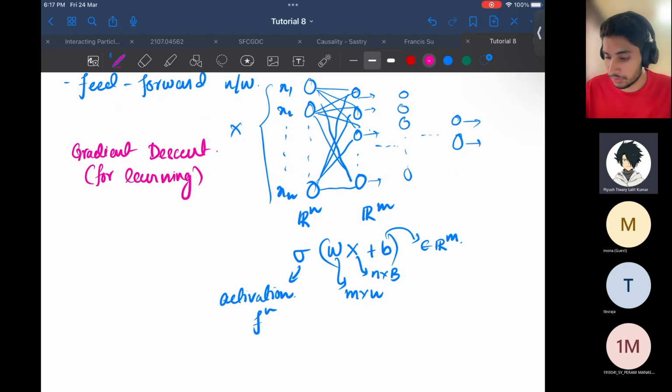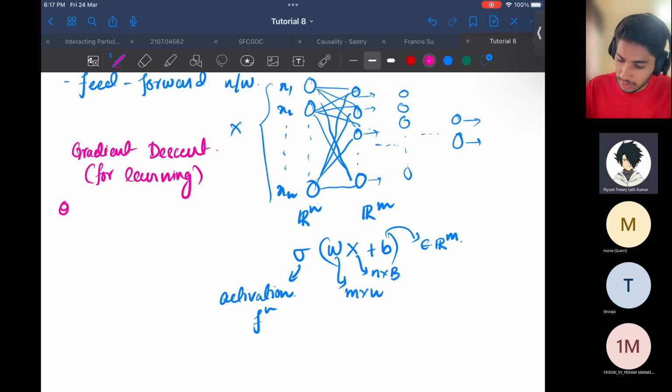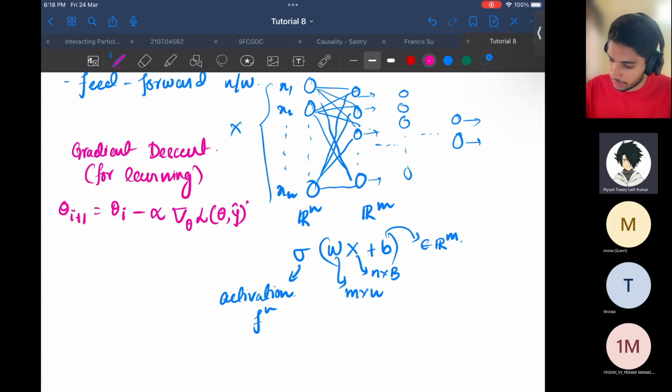What is the rule for gradient descent? Let's say you have some parameter theta. At iteration, let's say i plus 1, this parameter is updated in the following way. It is theta_i minus some alpha, which is your learning rate, times the gradient with respect to theta of L of theta, comma, let's say y hat, whatever it is, evaluated at theta_i. This is basically your gradient descent algorithm.